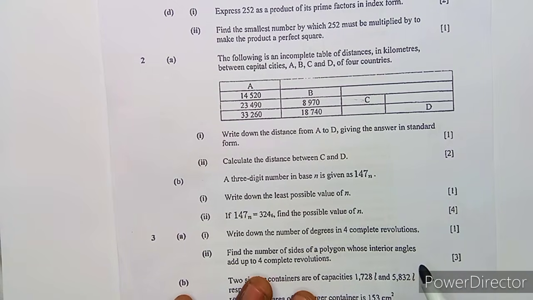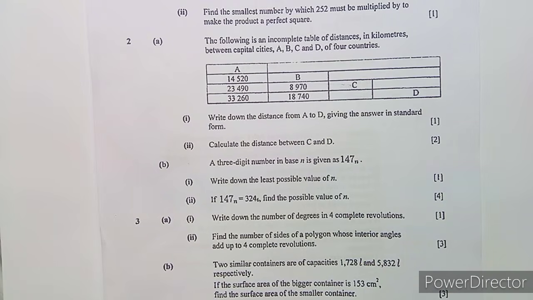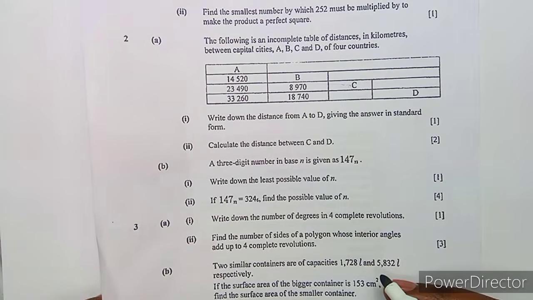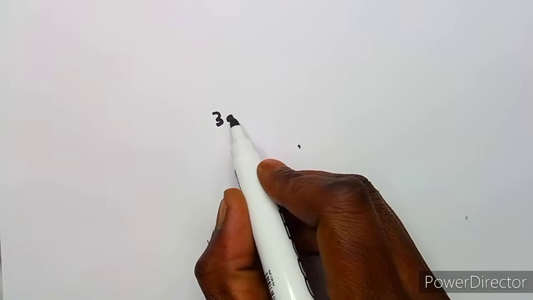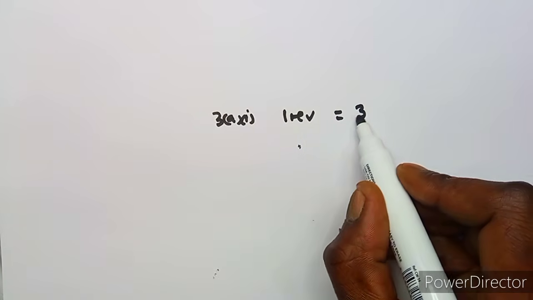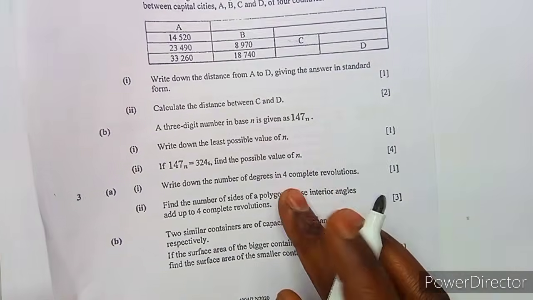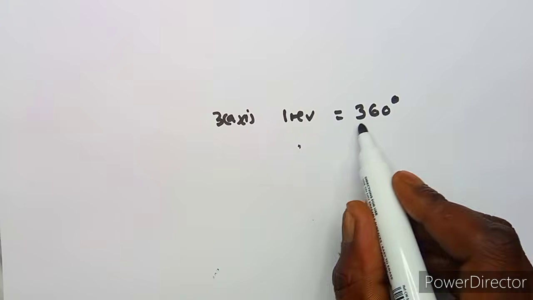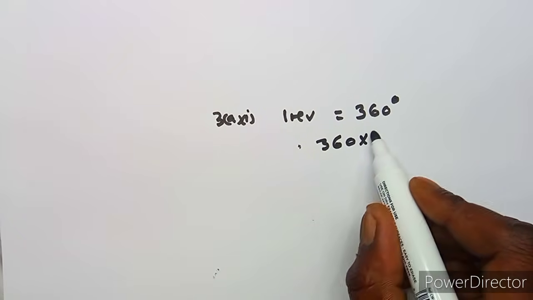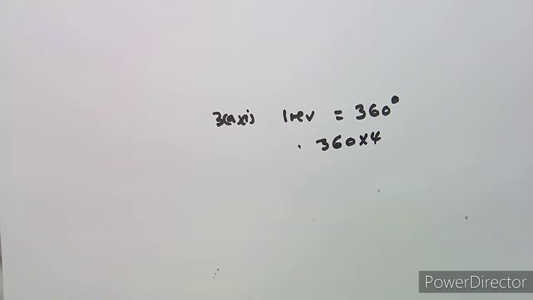Okay, then on 3a, they were given: write down the number of degrees in 4 complete revolutions. So we know that in a revolution we have 360 degrees. Just one revolution, and here we've got 4 complete, so you just have to multiply by 4. So that's 360 times 4, which is going to give us, if you multiply, 1440.